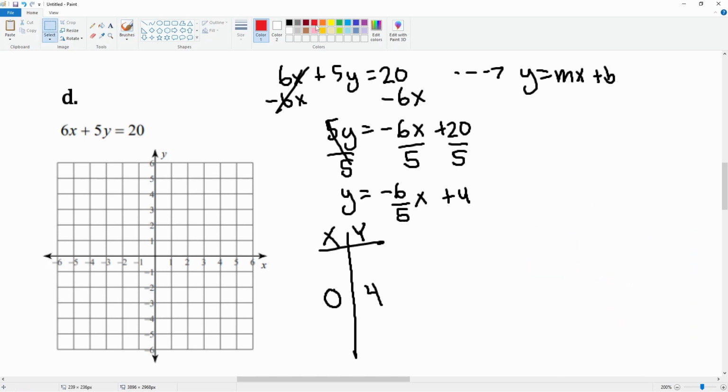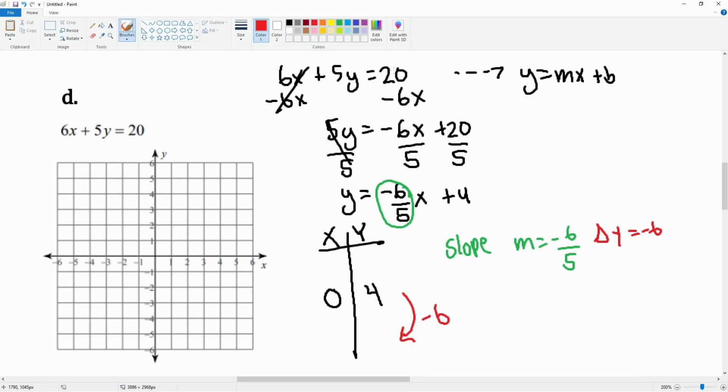That works. I can now look at my slope, which is right here. This is my slope, m is equal to -6 over 5. My delta y is -6, so this is going to go -6. Then my delta x, which is 5, that means this is also going to be plus 5. So from 0, it goes to 5. And then 4 minus 6, which is going to be a -2.